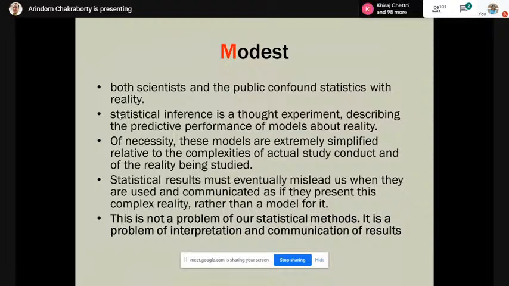This is not a problem of our statistical methods. It's a problem of interpretation and communication of results. So whenever we are using any model, we are assuming certain things which may not be true for the real data.